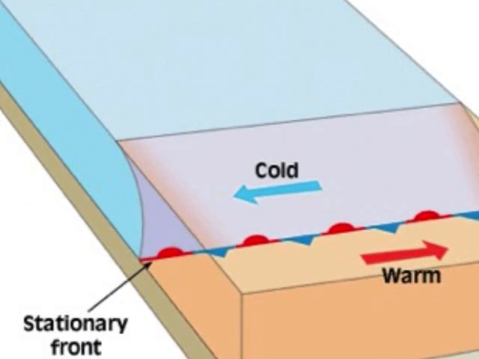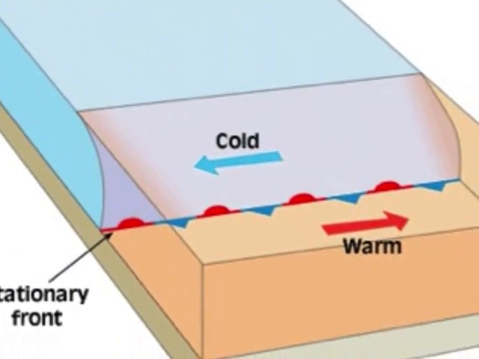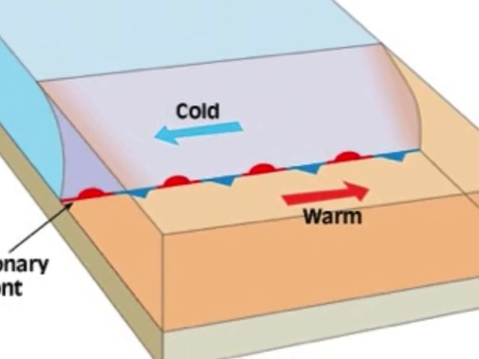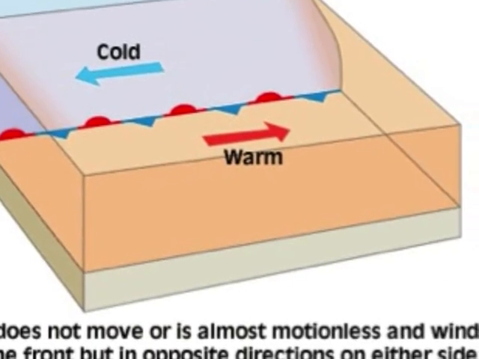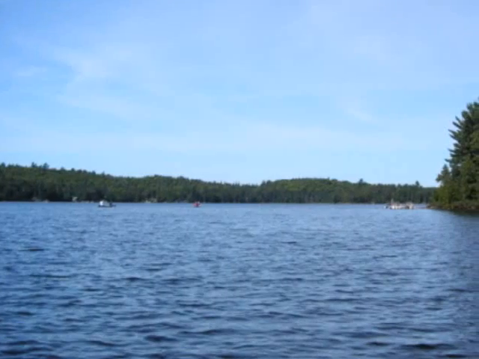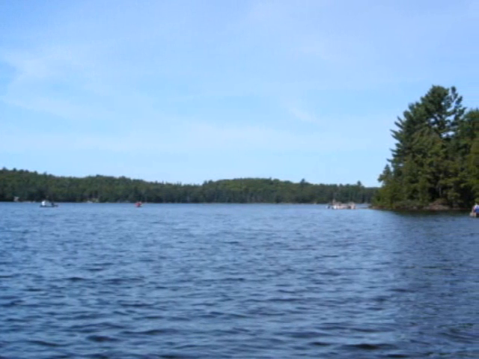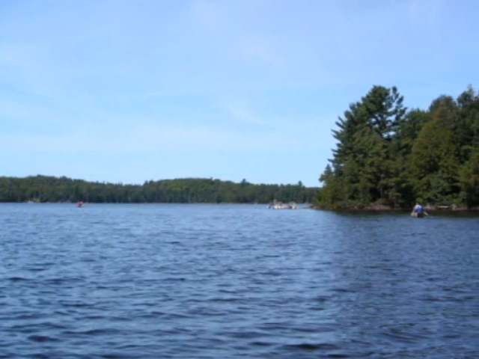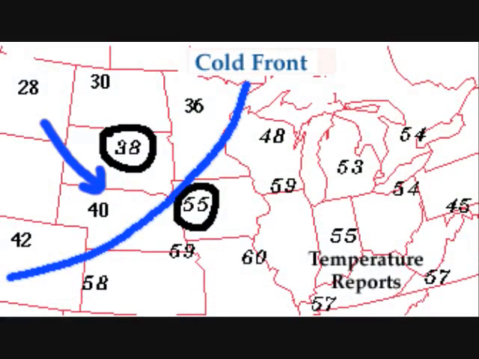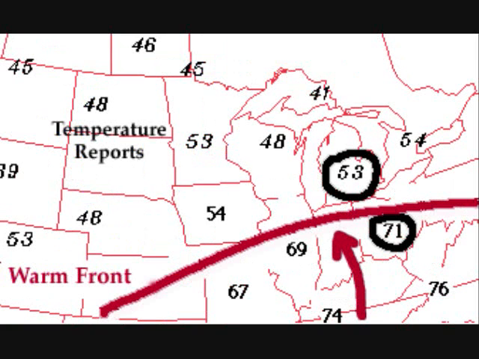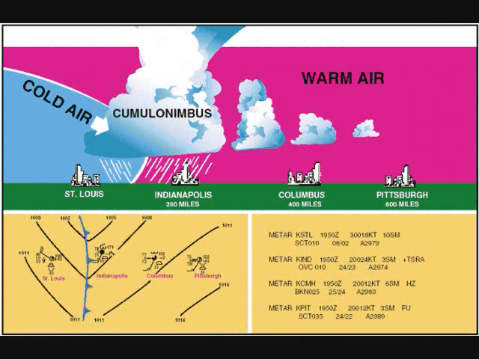Now let's look at stationary front. A stationary front has little or no movement. It is denoted by alternating blue triangles and red semicircles. The weather is stable. It is clear, partly cloudy, and little precipitation. Usually it is nothing severe. Now if the stationary front starts moving south, it will become a cold front. And if it starts moving north, then it will become a warm front.